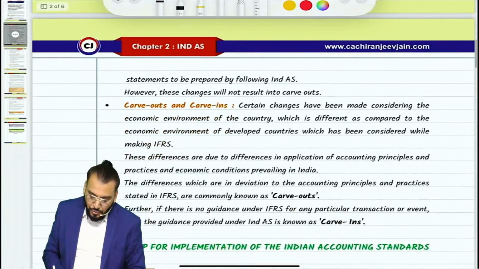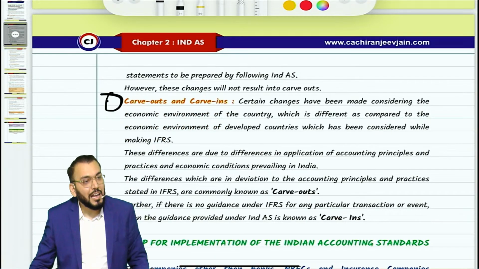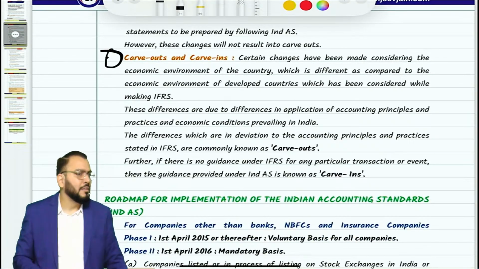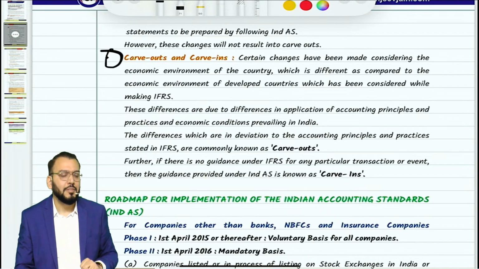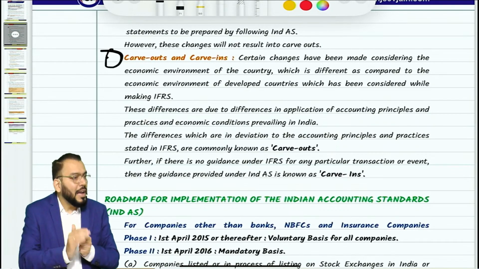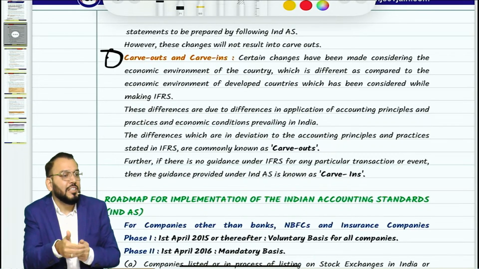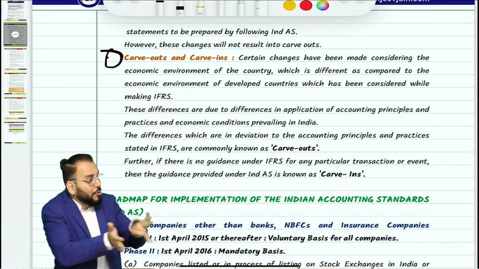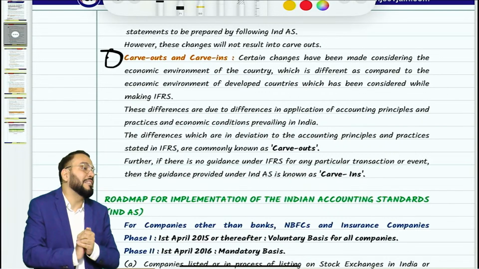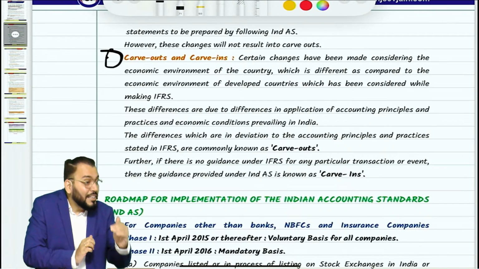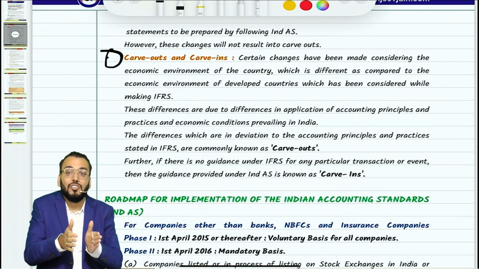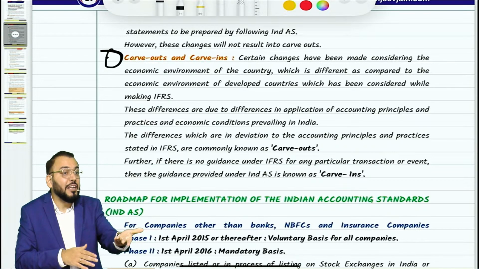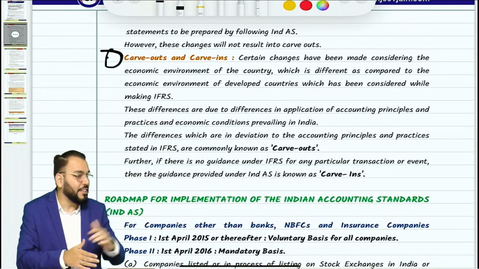Major difference will arise because of what? Third point. That is carve in and carve out. There are two major types of difference. Carve out means what? A different accounting treatment has been considered in India. Whatever has been given internationally has been removed and a different accounting treatment has been given; that is known as carve out. And that difference in accounting treatment arises because of economic conditions prevailing in India, which might be different than other countries, other developed countries.